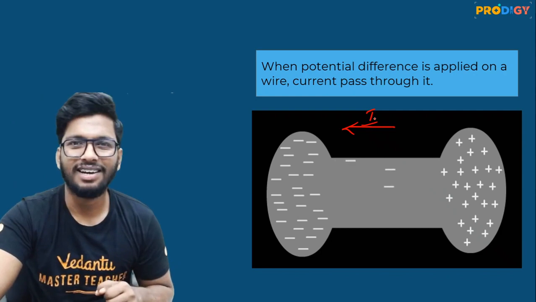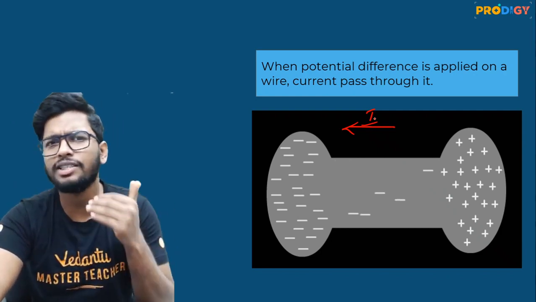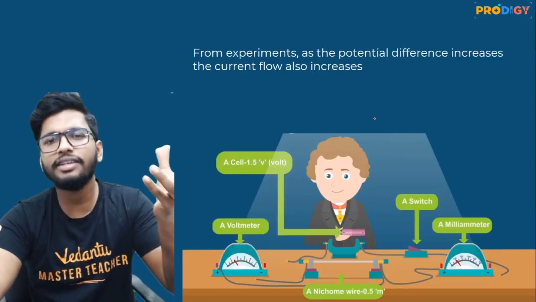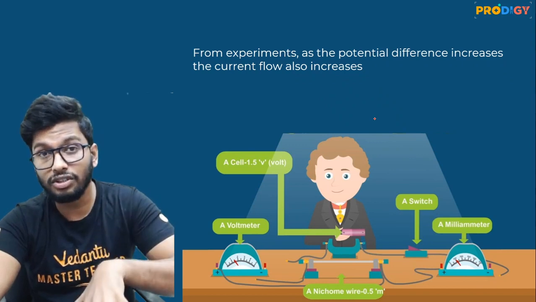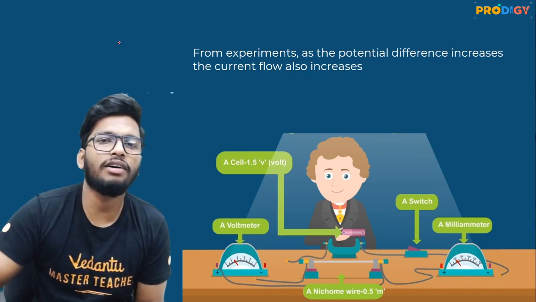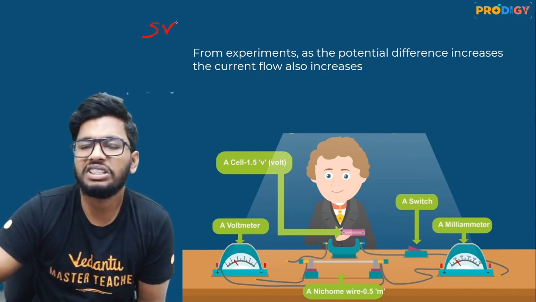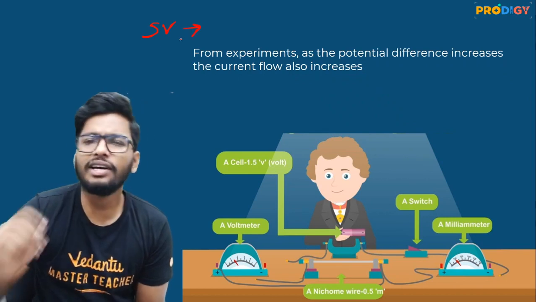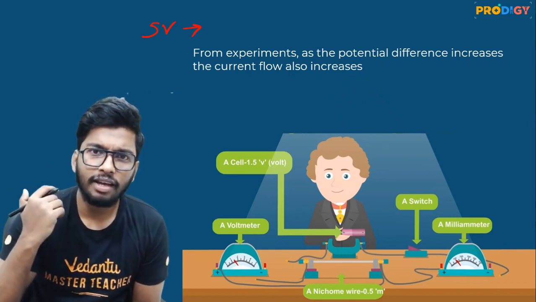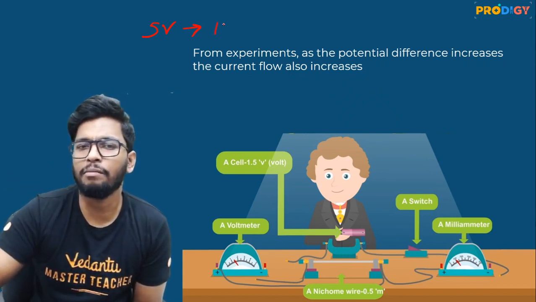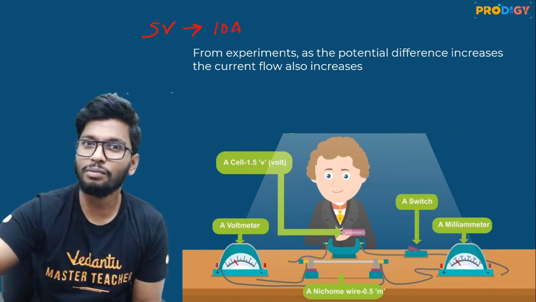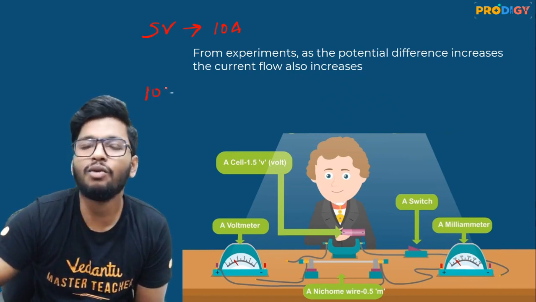Now here's the thing guys, over the years we have done so many experiments on electricity and we have understood that when you increase the potential difference, the current flowing through the circuit will also increase. Now what do we mean by that? Imagine that you have a 5-volt cell. When you connect a 5-volt cell to a circuit, obviously current will start flowing through it. Let's say that the current flowing through it is around 10 amperes. Now let's say that I remove the 5-volt battery and replace it with a 10-volt battery.